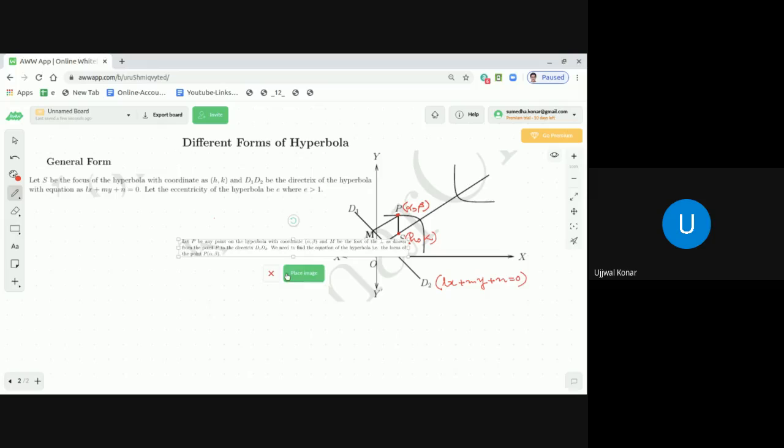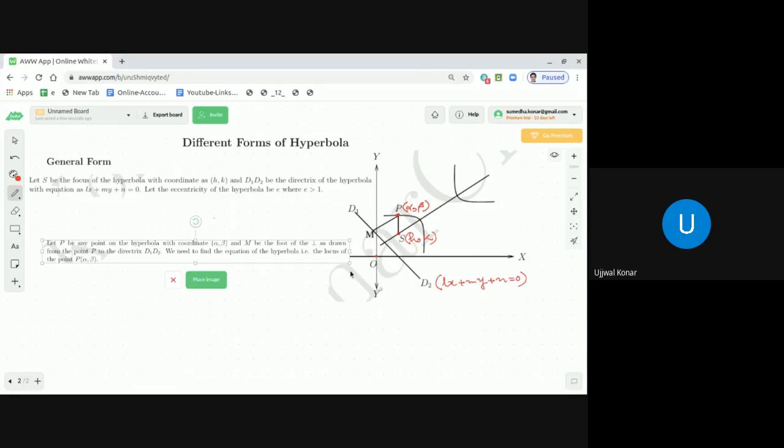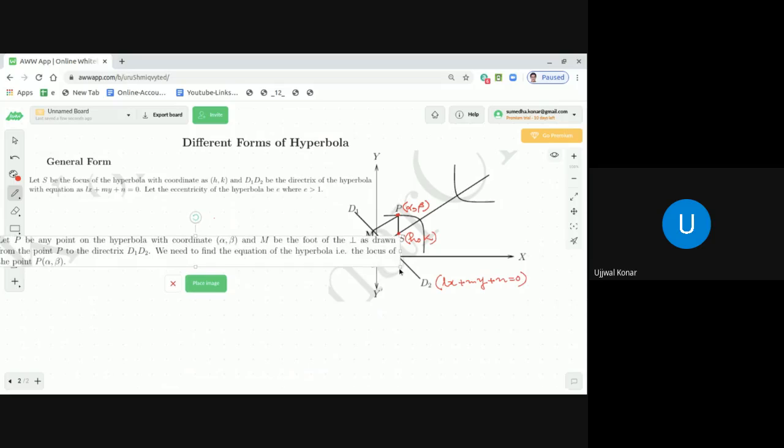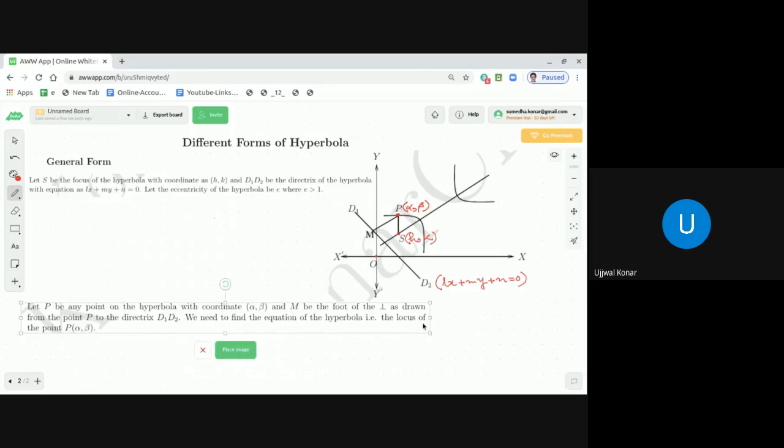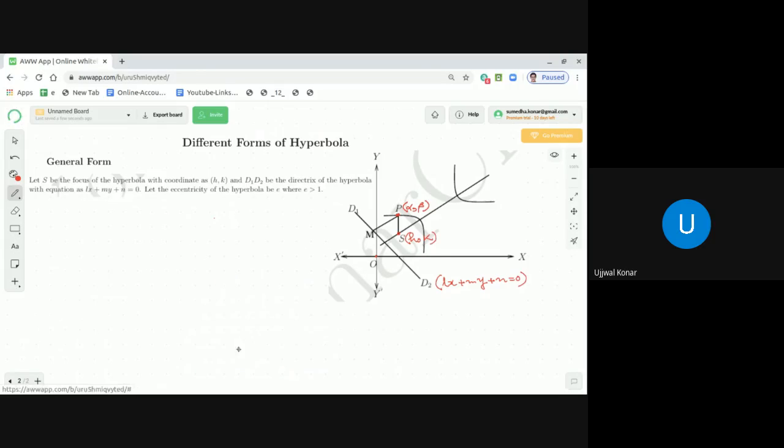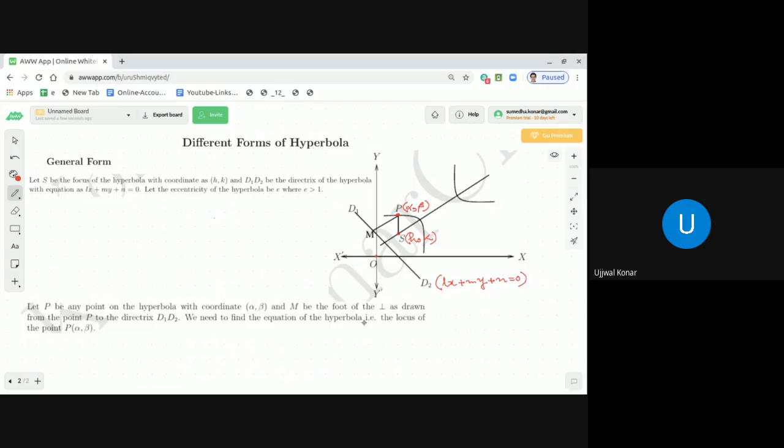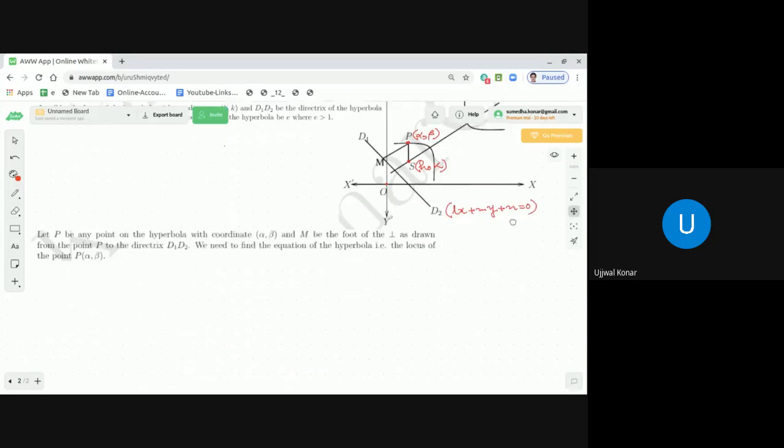So, dear students, what we need to do is find the equation of the hyperbola, that is, the locus of the variable point alpha comma beta. That is our target. Correct, dear students? Now let's see how we are going to achieve it.